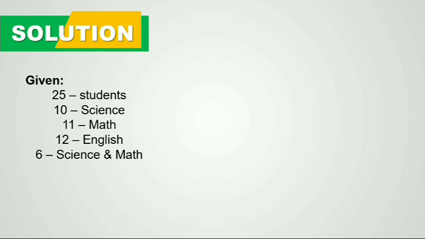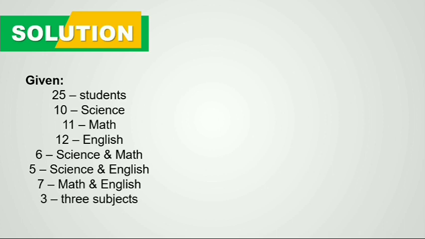We have here, there were 25 students. 10 of them like science, 11 of them like math, 12 of them like English, 6 of them like science and math, 5 of them like science and English, 7 of them like math and English, and 3 of them like the 3 subjects. So again, we will be using the Venn diagram to solve such a problem.